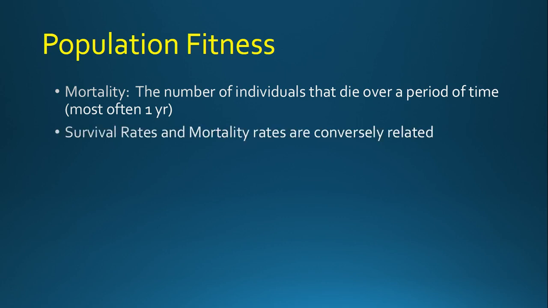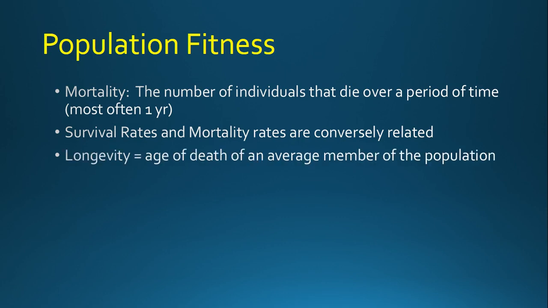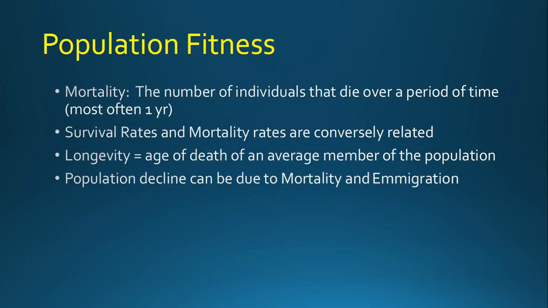But most often our mortality rate is over 1 year, and we need to understand that survival rates and mortality rates are conversely related. So if you have a 20% mortality rate, you have an 80% survival rate, or vice versa. Longevity is how long that animal tends to live, the age of death of an average member of the population. For some, maybe some small mammals, it's maybe a couple months. For others, it might be 8 years or 10 years or even 15 years.